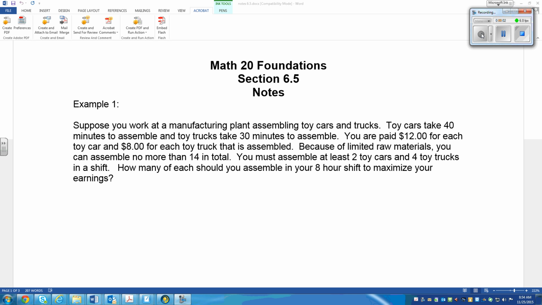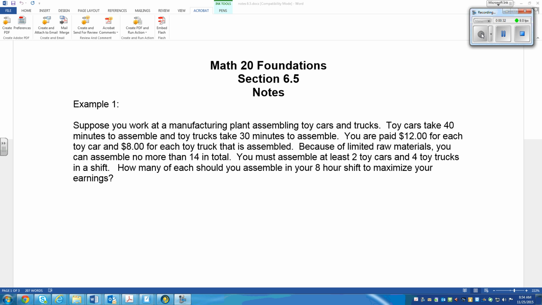Section 6.5 is all about putting everything we did in 6.3 and 6.4 together, right? So the first thing you have to do is figure out what your x and y variables are. The second thing we have to do is come up with that objective quantity. What are we trying to maximize? What are we trying to minimize? And write an equation for that, Q equals.